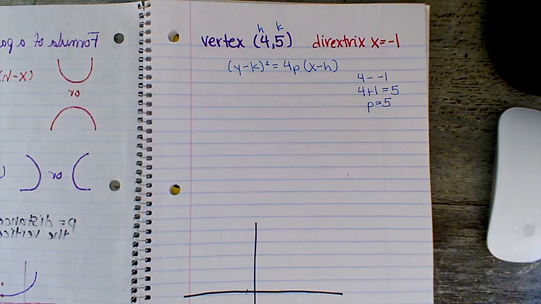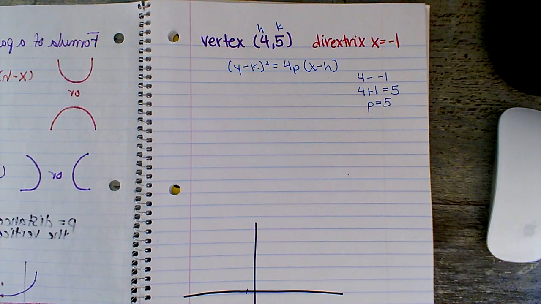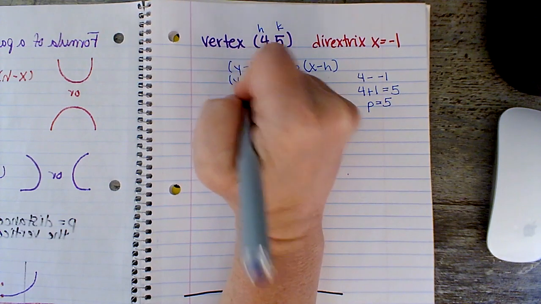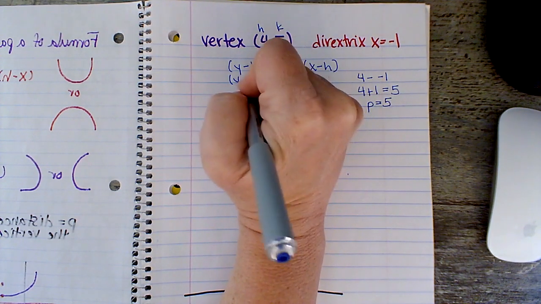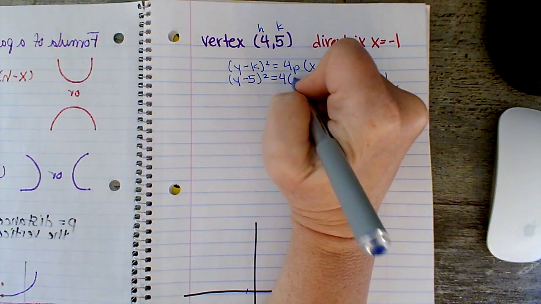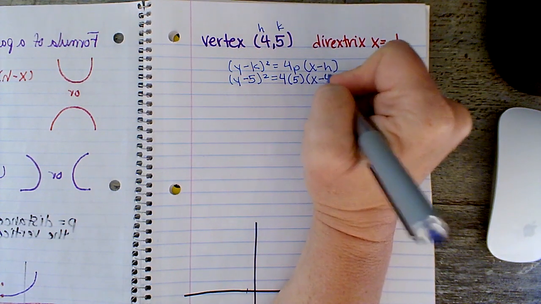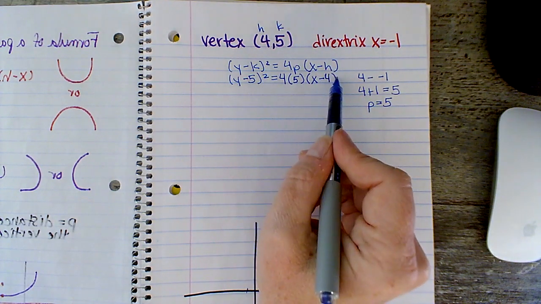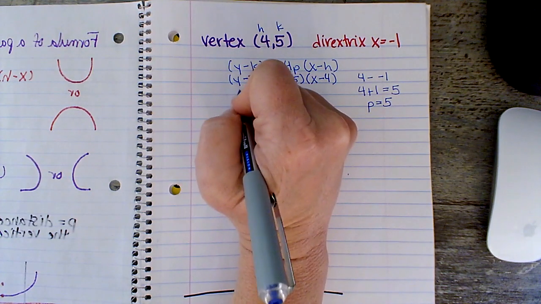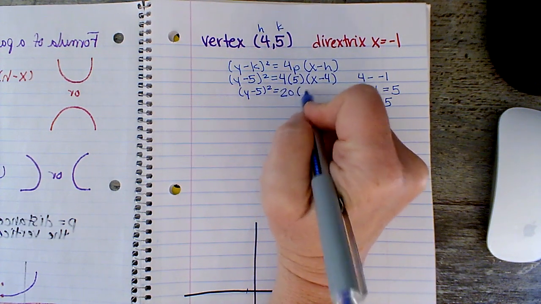Okay, so now I'm going to substitute in all of my h's and k's in here and just solve for my formula. So I have y minus k, so k is 5, so y minus 5 squared equals 4 times p. Well, I just found that p equals 5, 4 times 5 times x minus h, and h is 4, so I'm going to substitute that in there. And notice there's a squared here, but no squared on this side of the equation. And so all I'm doing now is just a quick simplification of y minus 5 squared equals 4 times 5, which is 20, times x minus 4.